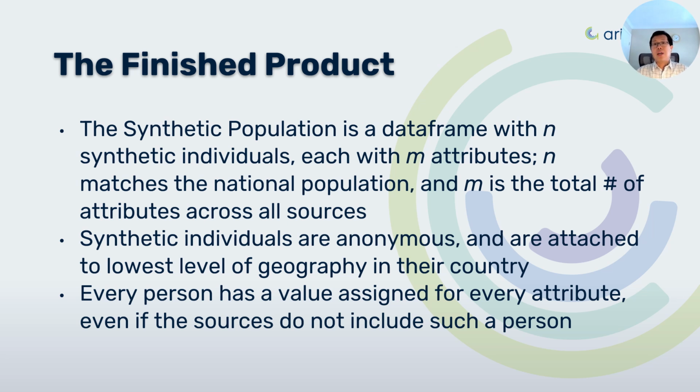Every person has a value assigned for every attribute, so across our m attributes, everybody needs to have all m attributes, even if the original sources don't include them. So even if our original data sources aren't complete, there are missing values, there are some people that are not being sampled, there are underrepresented groups, whatever. In our finished product, every person needs to have every attribute, so it needs to be a complete dataset with no missing values.